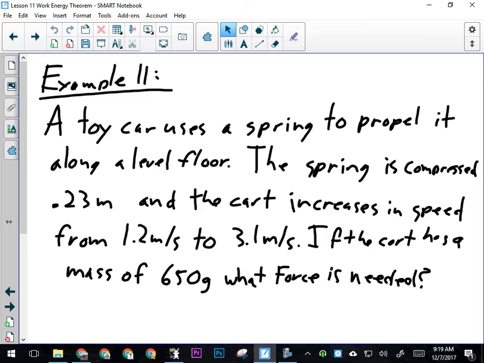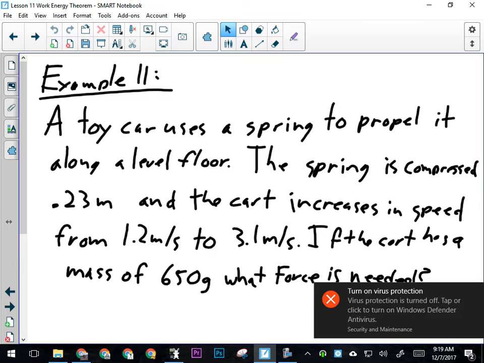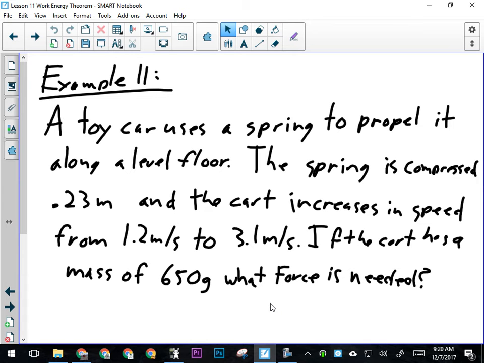All right, so is work getting done in this question? Yeah, definitely. But there's several actual energy conversions going on here. First, someone compresses a spring, and if they compress the spring, they're doing work. But when you release the spring, it does work. Then the spring's work changes the energy of the toy car. So the toy car uses the spring to propel it across the level floor.